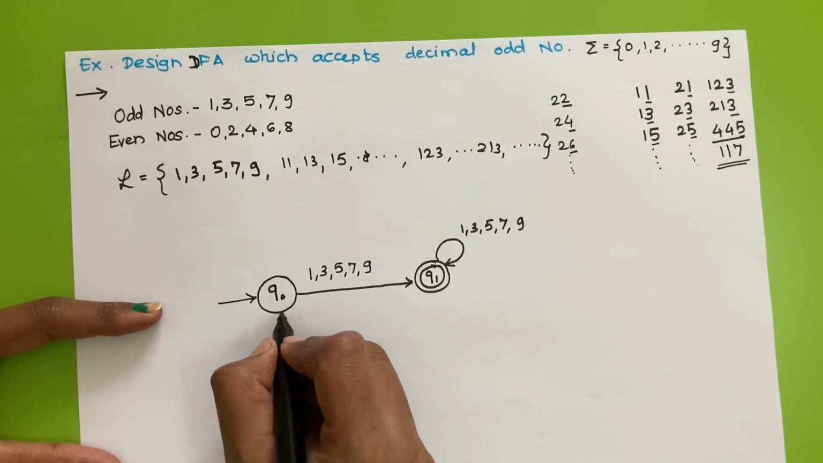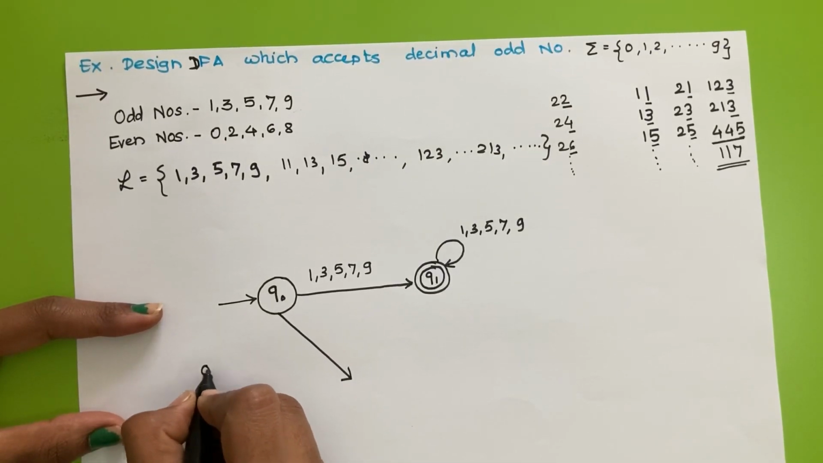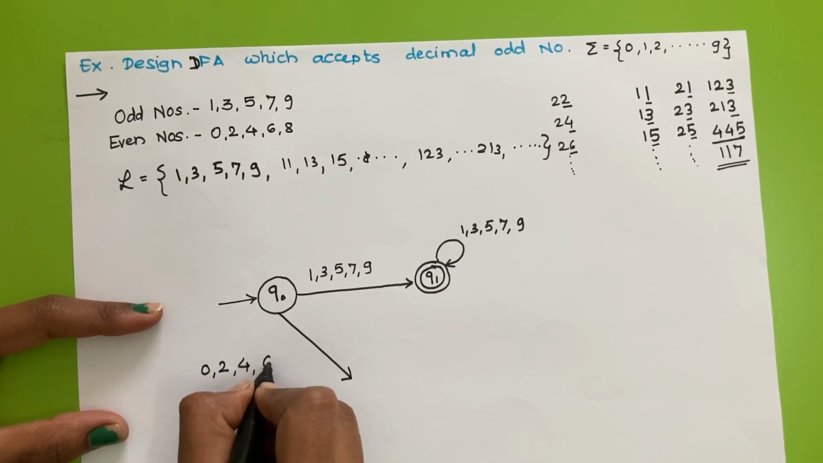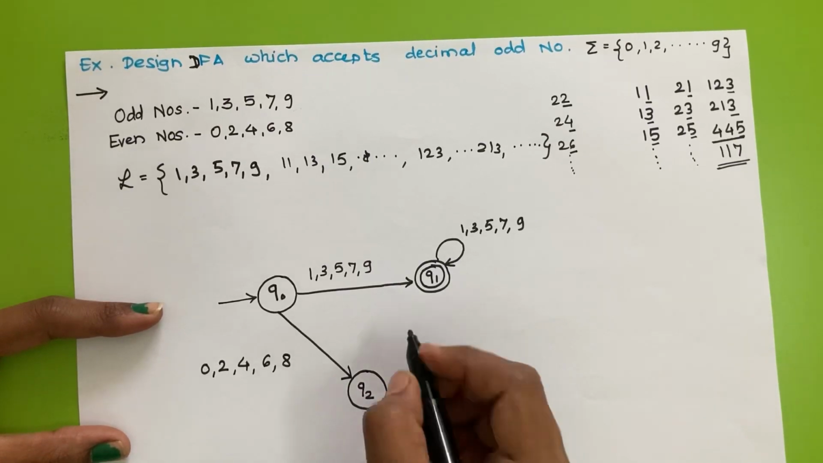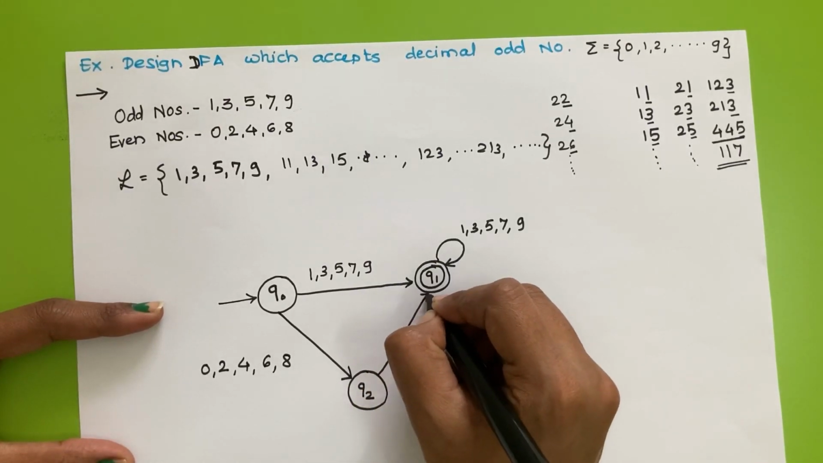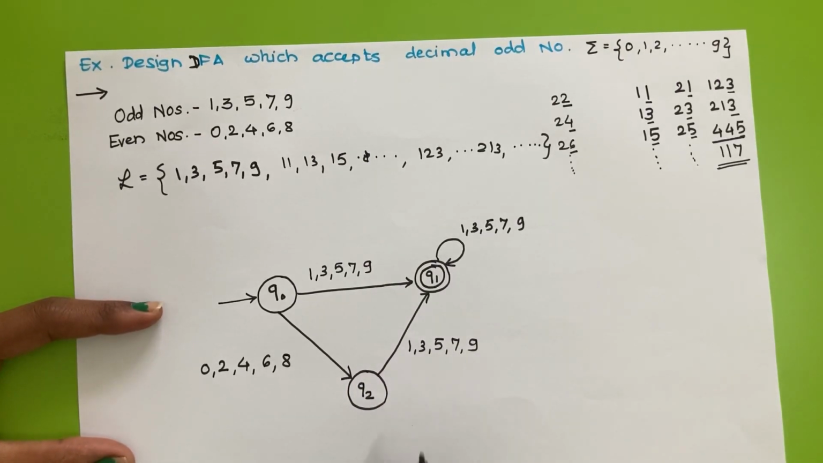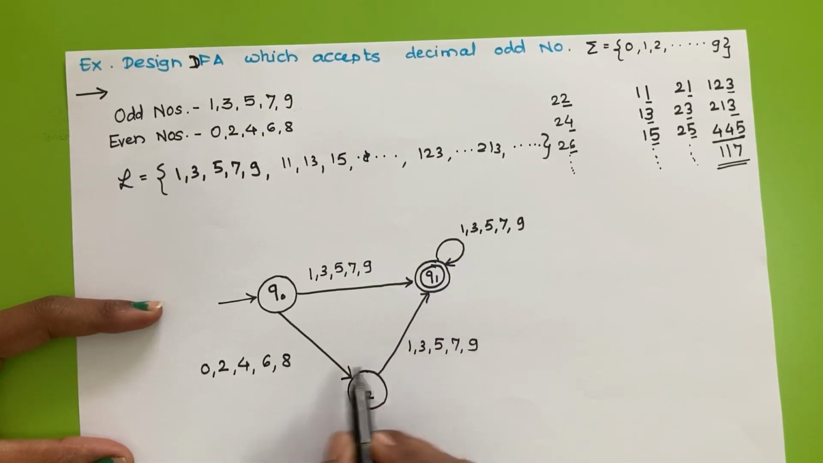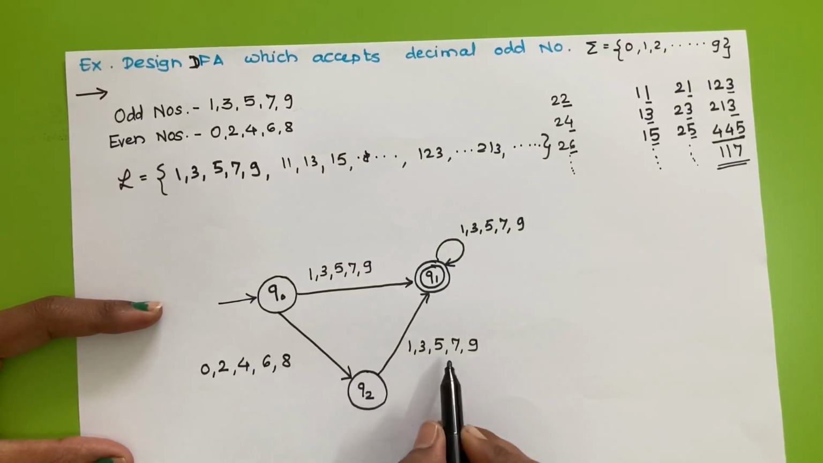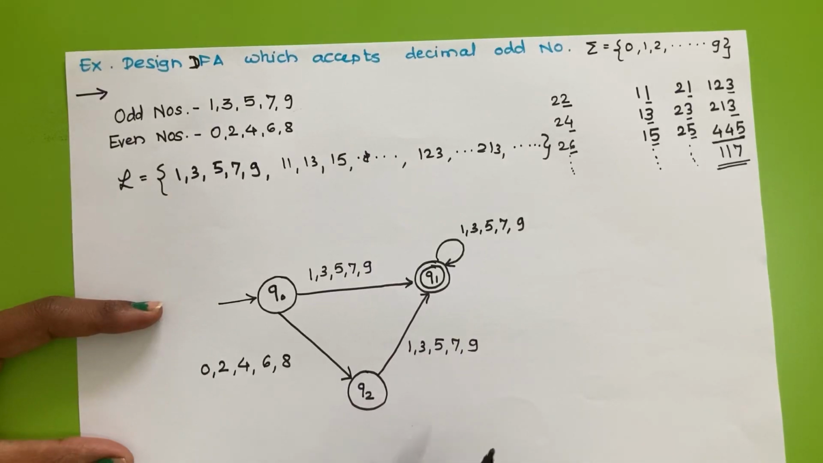OK, so if we have an even number transition, like 0, 2, 4, 6, 8, and if this transition is followed by any odd digit transition, like 1, 3, 5, 7, 9, then this can also be an odd number like 0, 1, 2, 25, 47, 63, 81, 89, 69, etc. So the total number will be an odd number again.